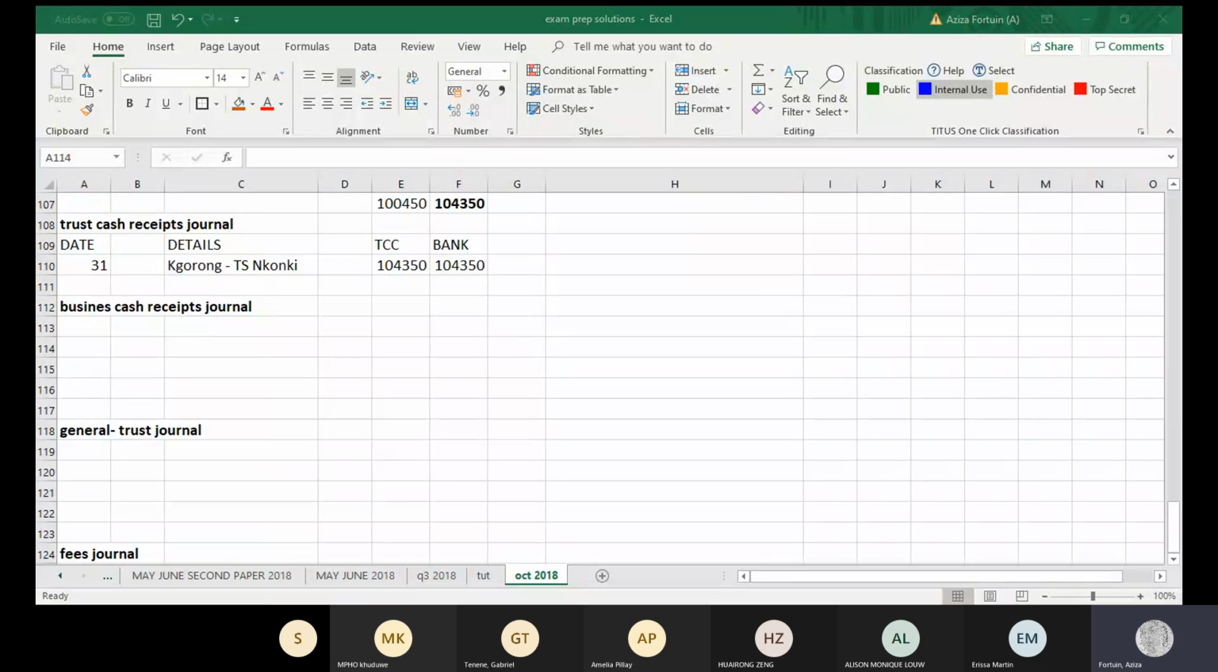Okay, what's going to go into my business bank? Business cash receipts journal. I said to you earlier that the 3,900 is going to go out of his bank account and is going to go into the business cash receipts journal. So therefore, the 3,900, which is the trust bank transfer, isn't it so? Not so? Yes, no, I don't believe you.